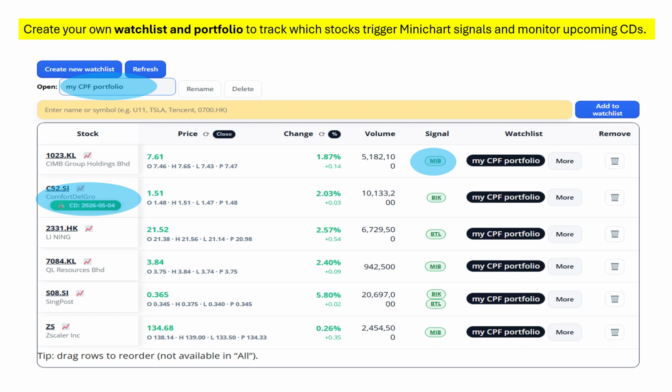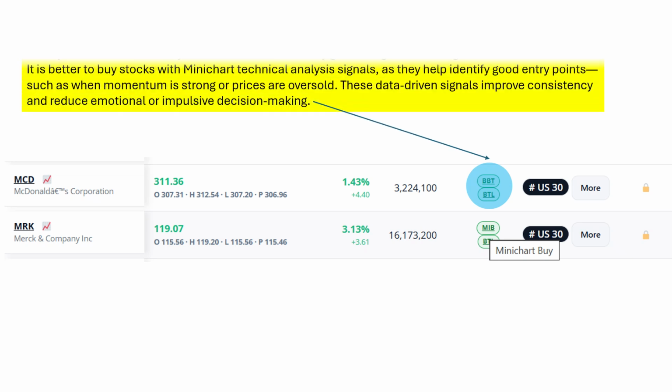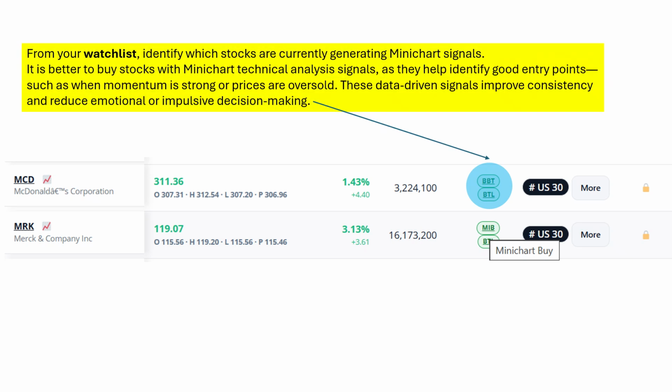You create your own watch list and portfolio to track which stocks trigger mini chart signals and monitor upcoming dividends. From your watch list, you can identify which stocks are currently generating mini chart signals.